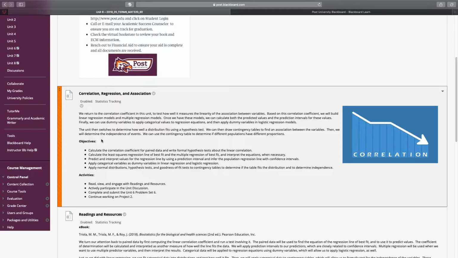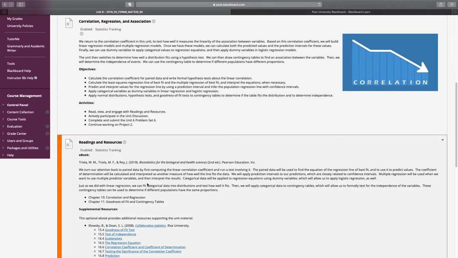A couple of objectives that personify this particular unit are to calculate the correlation coefficient for paired data and write formal hypothesis tests about the linear correlation; calculate the least squares regression line of best fit and the multiple regression model of best fit, and interpret the equations when necessary; predict and interpret values for the regression line by using a prediction interval, and infer the population regression line with confidence intervals; apply categorical variables as dummy variables in linear regression and logistic regression, as predictor variables first and then response variables; and apply normal distributions, hypothesis tests, and goodness of fit tests to contingency tables to determine if the table fits the distribution and to determine independence.